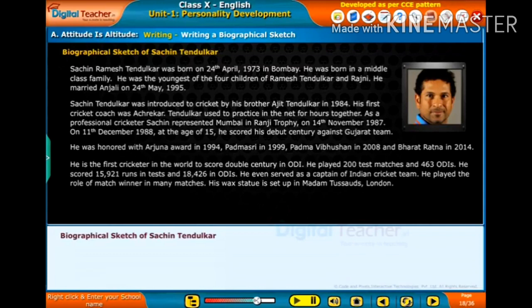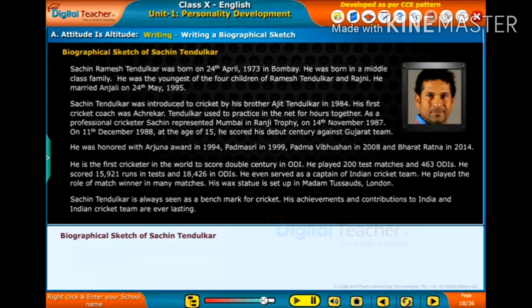He scored 15,921 runs in tests and 18,426 in ODIs. He even served as a captain of the Indian cricket team. He played the role of match winner in many matches. His wax statue is set up in Madame Tussauds, London. Sachin Tendulkar is always seen as a benchmark for cricket. His achievements and contributions to India and the Indian cricket team are everlasting.